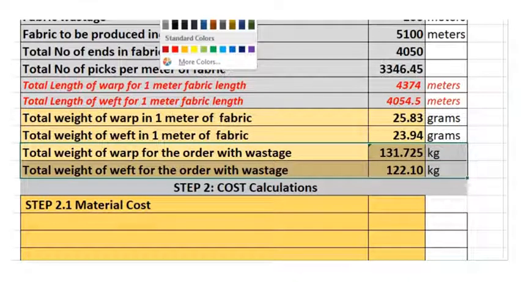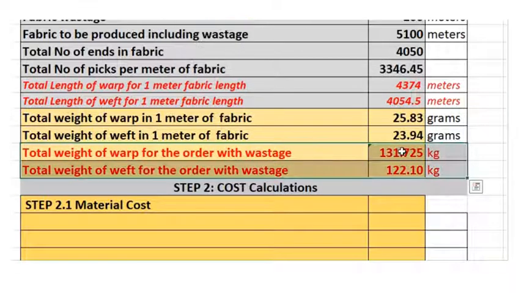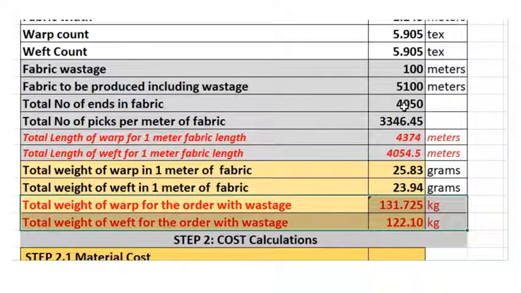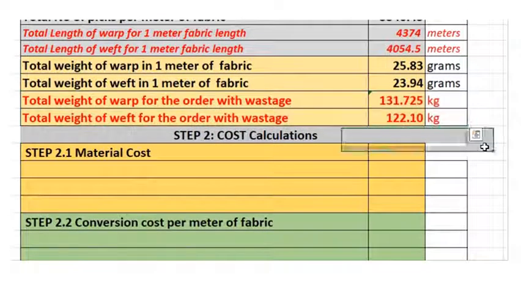So we have arrived at the warp and weft yarn requirements. This we have already seen in the earlier calculations too. Similarly, we have done here also. So with this the warp and weft yarn requirements are over. So let us go into the cost calculation.